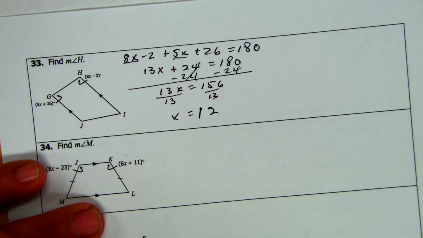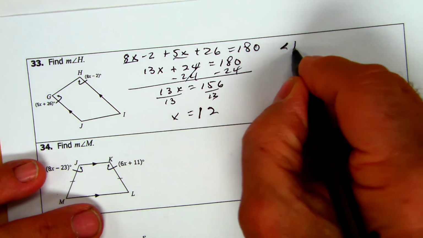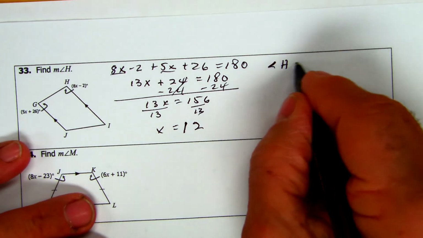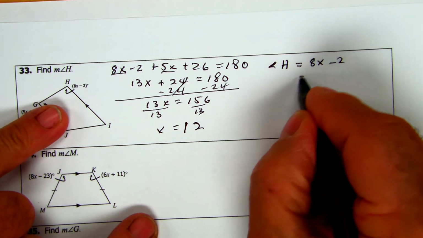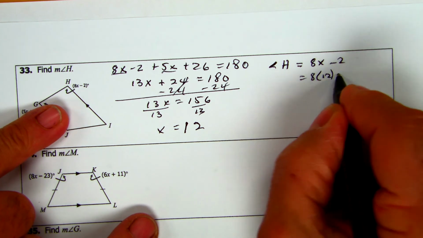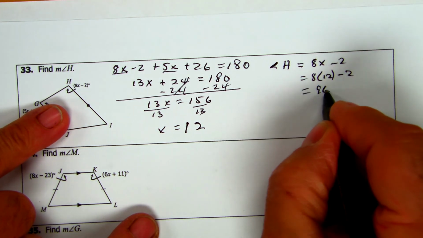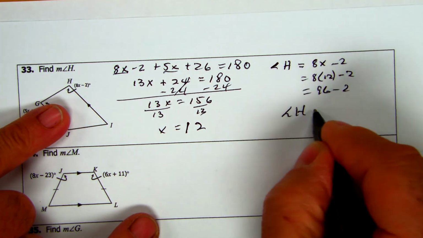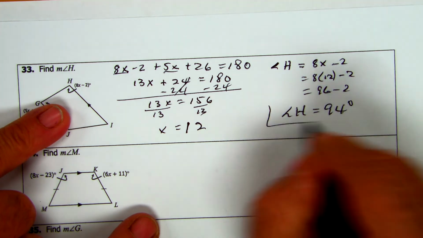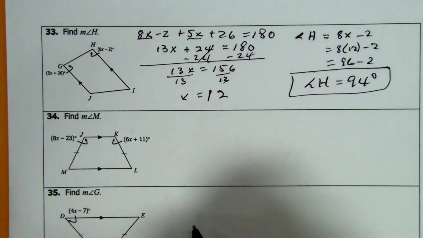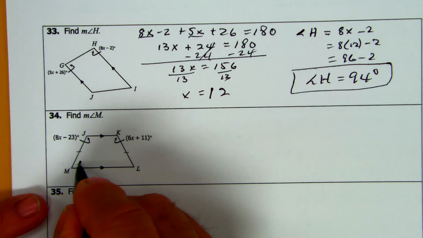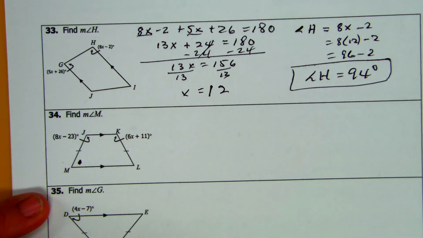Okay, that's x, 12. But they asked me for angle H. Angle H is equal to 8x minus 2. So that's 8 times 12 minus 2. That's 96 minus 2. So angle H then is equal to 94 degrees. Okay, now 34. Find the measure of angle M. Right here, angle M.